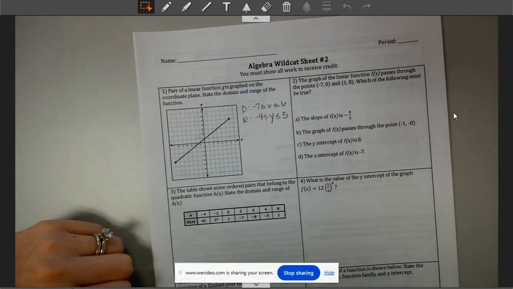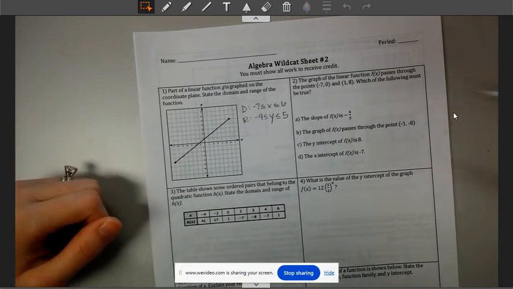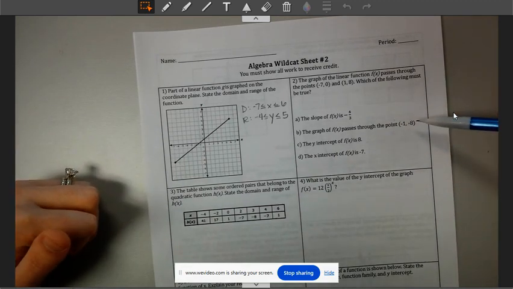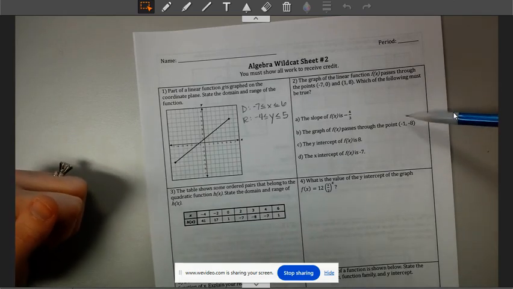Number 2: the graph of a linear function f of x passes through the points (-7, 0) and (1, 8). Which of the following must be true? The slope is -4/3. Well, I could solve for that if I wanted. The graph of f of x passes through the point (-1, -8). Well, I told you (1, 8). I have to figure out if that was true.